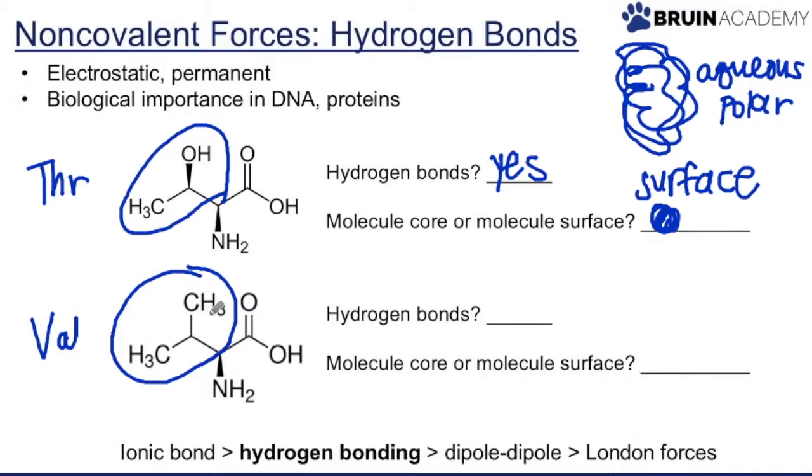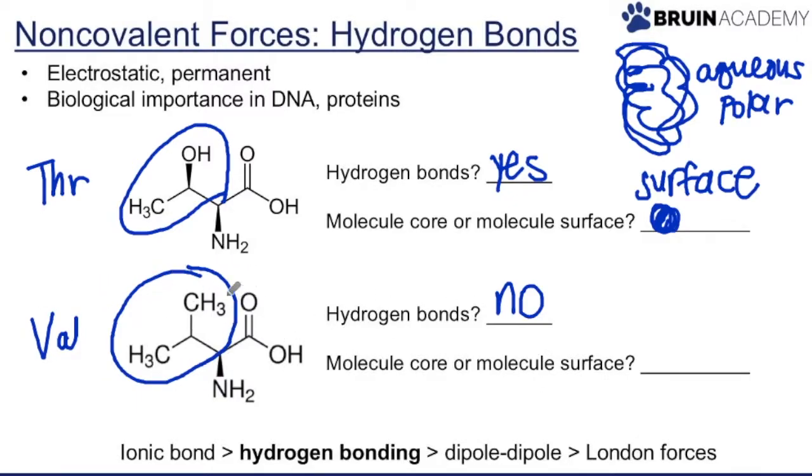Let's take a look at valine. So the hydrogen bonds here, can we see that? And looking at this structure here, no, we cannot do hydrogen bonds. And that's because these hydrogens are attached to carbons, which are not that highly electronegative, and they're not enough to create a strong partial positive charge on the hydrogen in order to facilitate bonding of hydrogens. So no, it cannot form hydrogen bonds with other valine molecules.